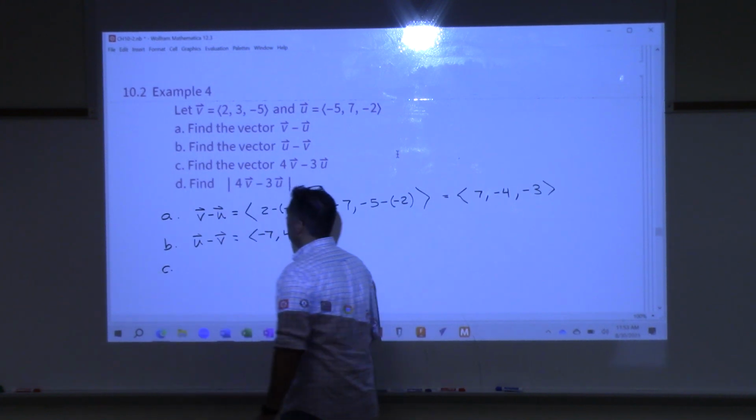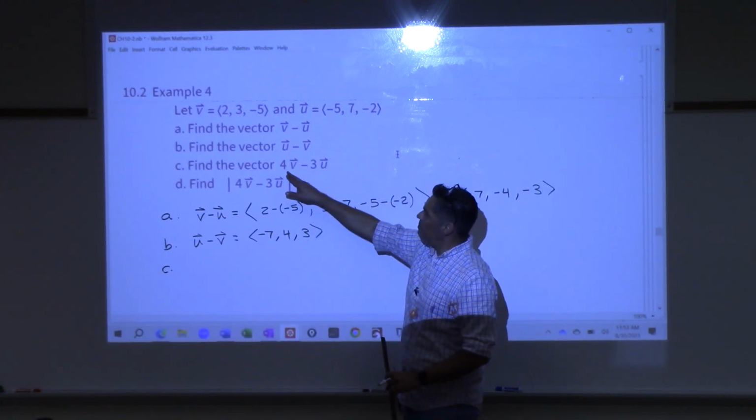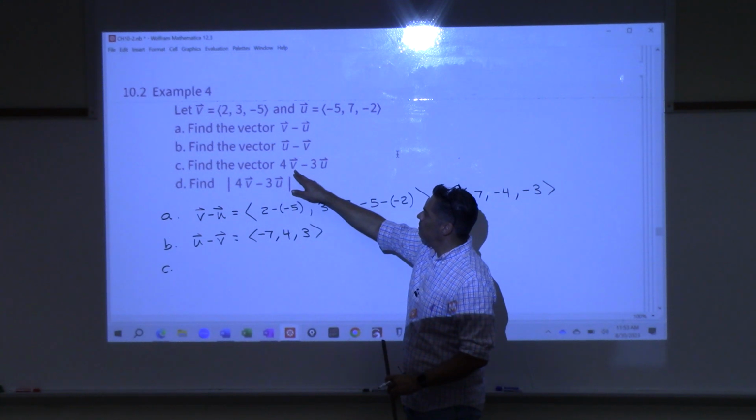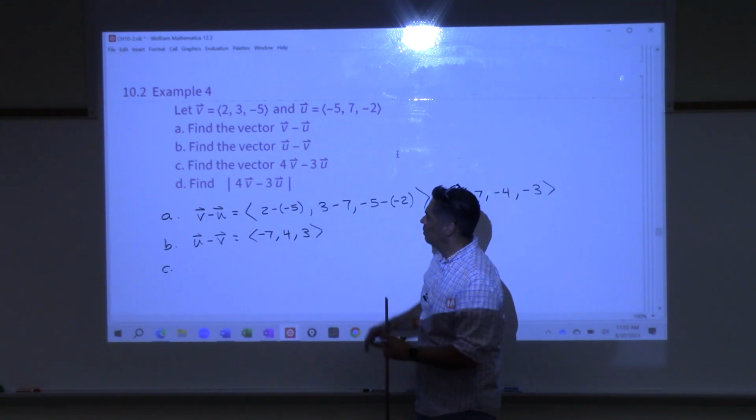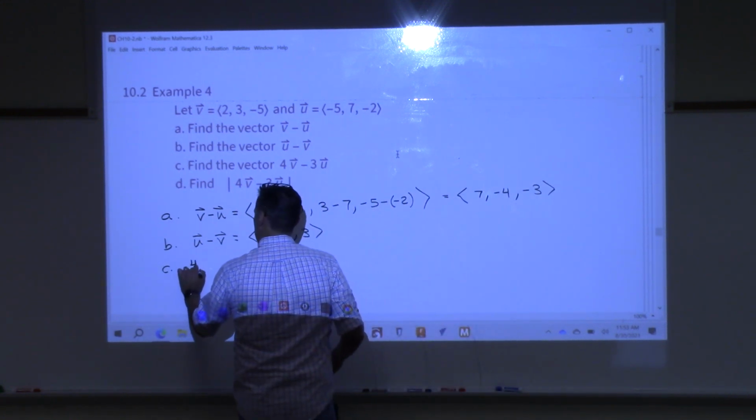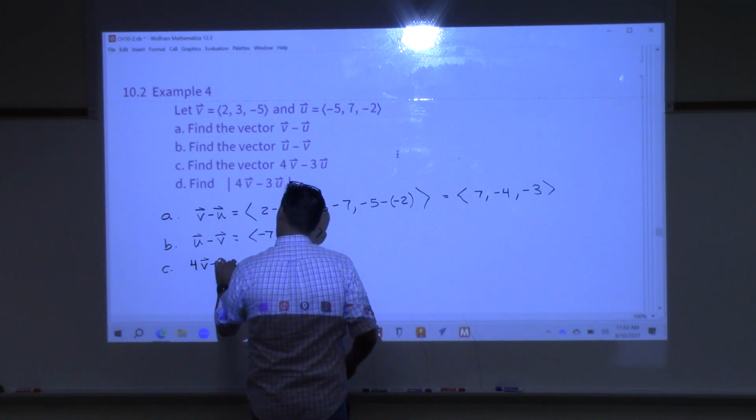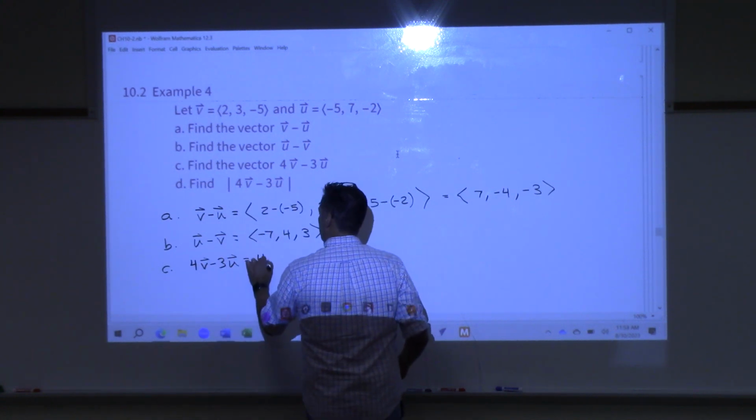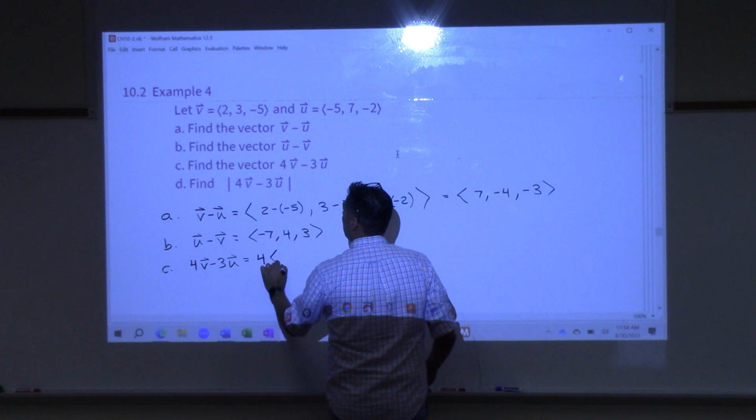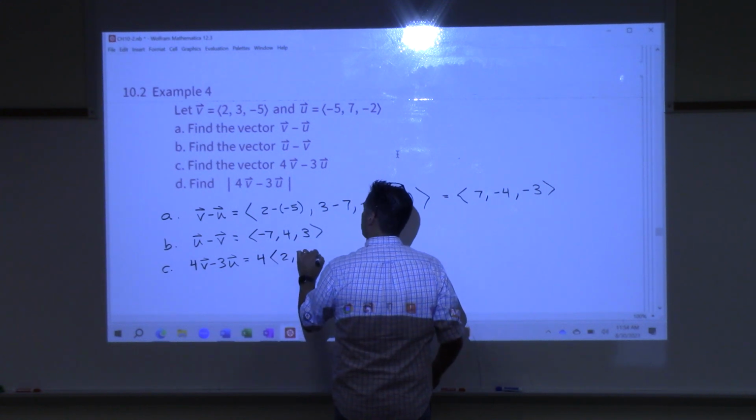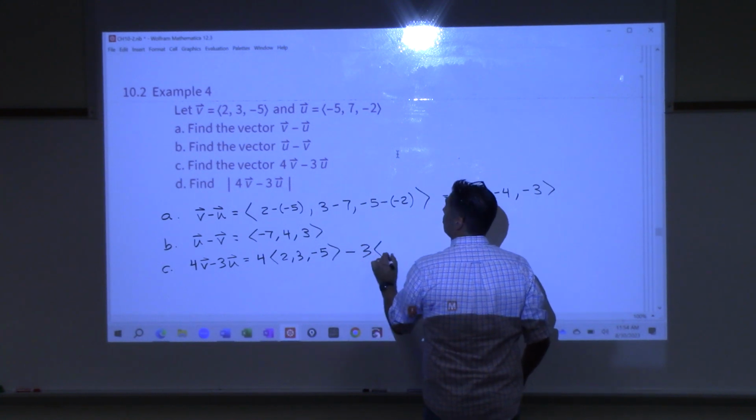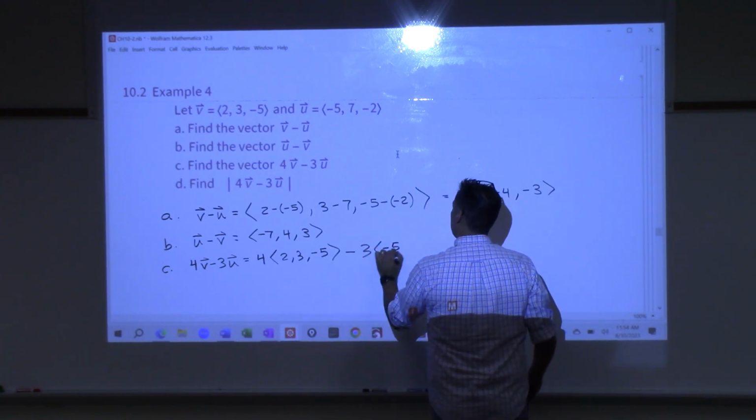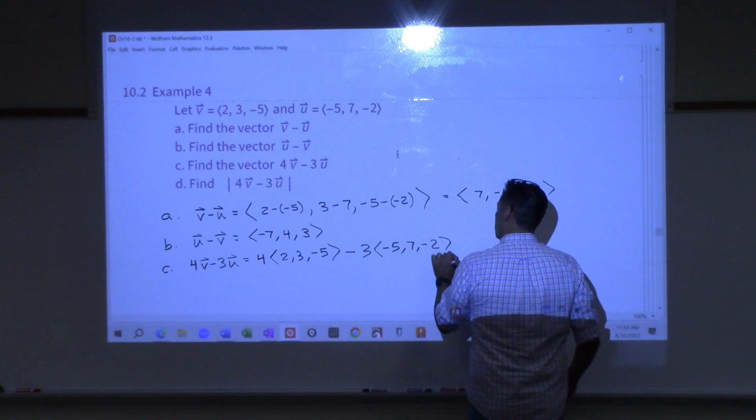Part C. What is 4 times the vector v minus 3 times the vector u? That's a scalar multiple. 4v minus 3u is 4 times, watch the way I write this, 4 times the vector v, minus 3 times the vector u. The vector u is negative 5, 7, negative 2.